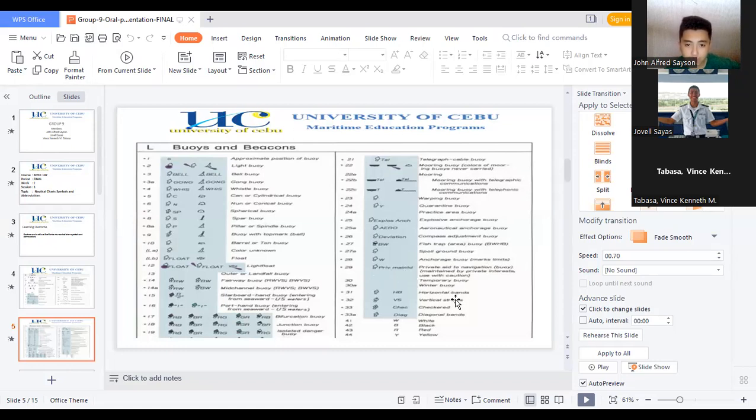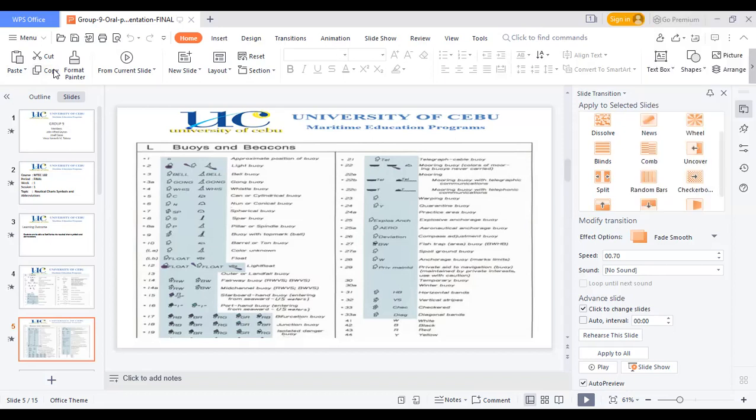Number 30 is winter buoy, and also temporary buoy. Number 31 is horizontal bands. Number 32 is vertical stripes. Number 33 is checkered. Number 38 is diagonal band. Number 41 is white. Number 2 is black, R is red, and Y is yellow. Okay, so to continue the report, the floor is yours, Decadet Sayas.